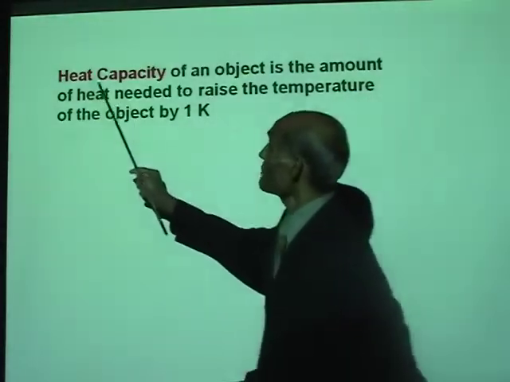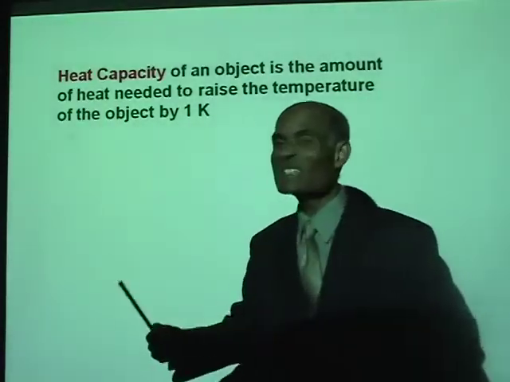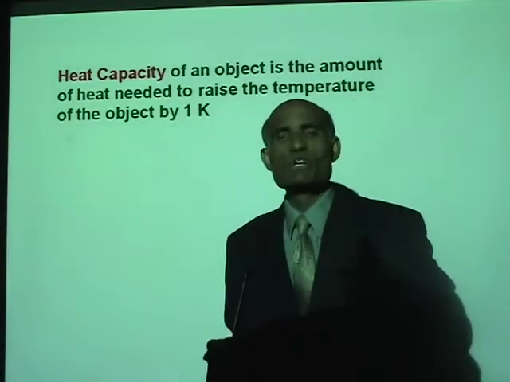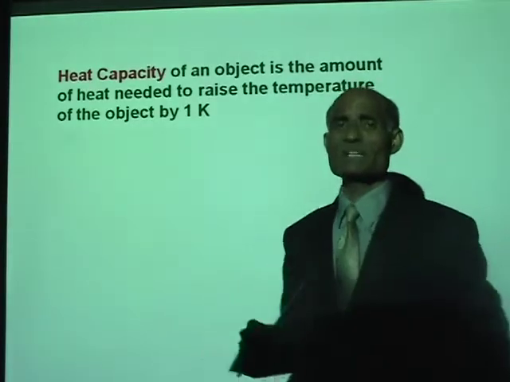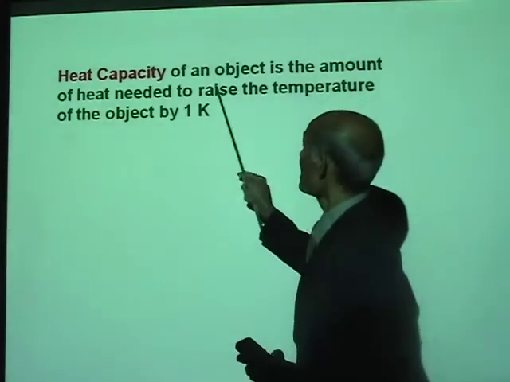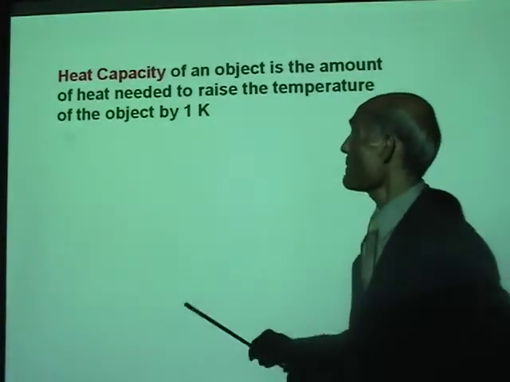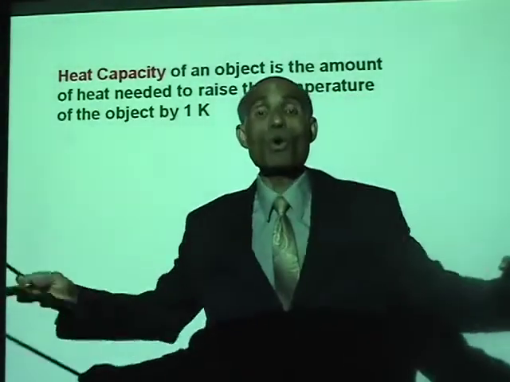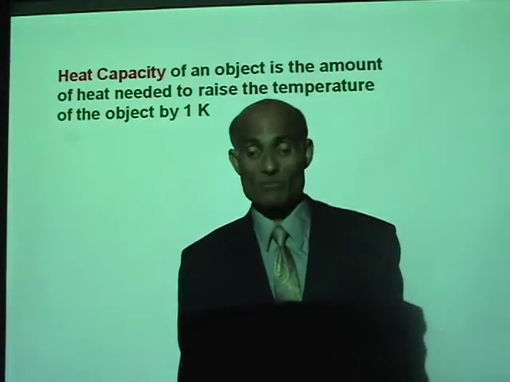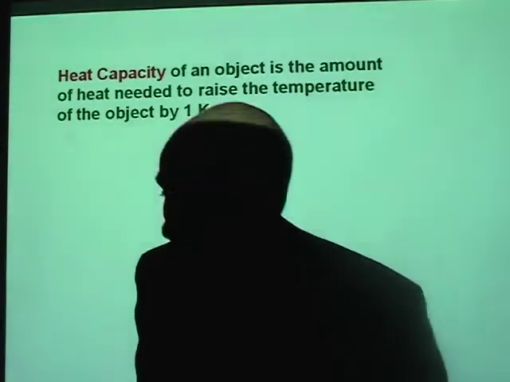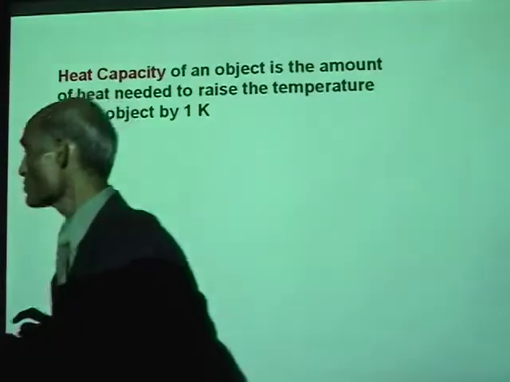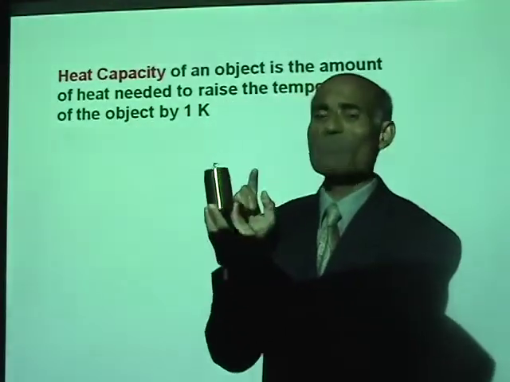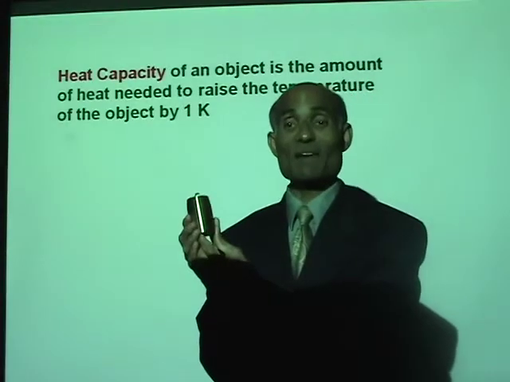Let's now define another term called heat capacity. Now, how does heat capacity differ from specific heat capacity? Heat capacity of an object is the amount of heat required to raise the temperature of the whole object by 1 Kelvin. Now, specific heat is the amount of heat you need to raise the temperature of 1 kilogram of a substance by 1 Kelvin.